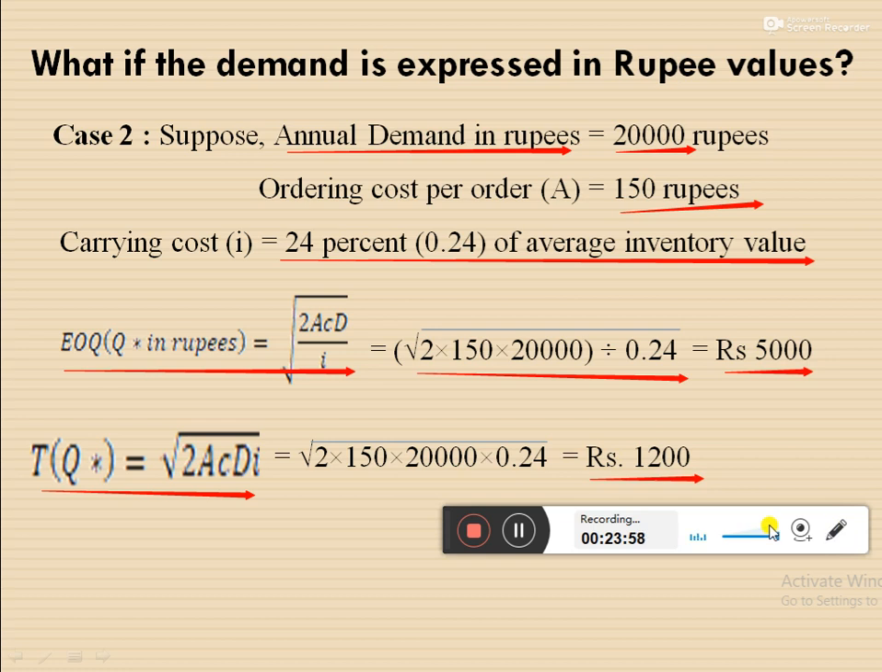So in this way, we can calculate the economic order quantity in terms of rupees and total annual variable cost in situations where demand is given in terms of rupees or in monetary terms. Remember one thing, that in these kinds of situations, the holding cost must be given in terms of percentage or proportion of the inventory value. So these were some special cases or terms that are commonly used in inventory management.